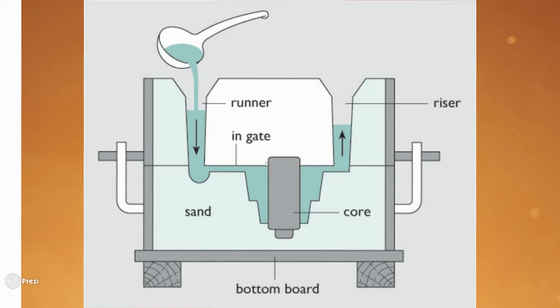All right. Now oftentimes you will have a core to hold a little individual cavity inside your casting, to hold that space so that space is still there and the molten metal doesn't fill it up.